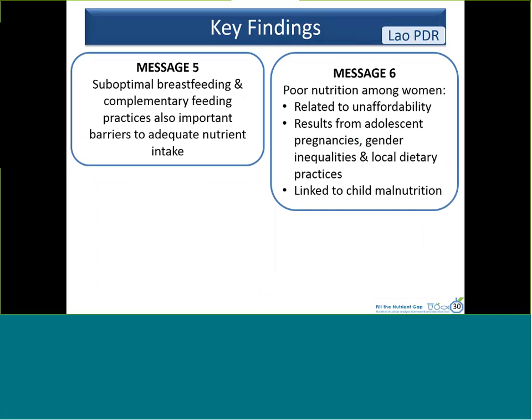Message six was about the poor nutrition among women. We showed you, for example, the analysis of the adolescent girls, the lactating women. So also in Laos, unaffordability was a key cause of poor nutrition, but also adolescent pregnancies, a high prevalence of that, as Indira showed. Furthermore, gender inequalities, as well as some local dietary practices about taboo foods and also intra-household sharing of foods, which does not favor women. And this, of course, also affects child malnutrition.